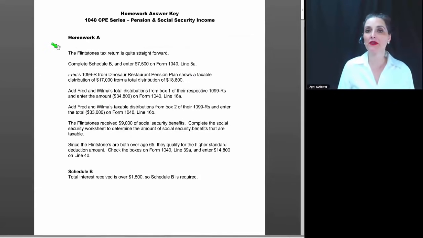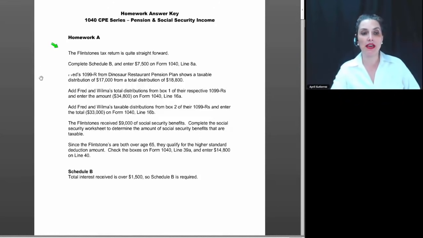So I now have in front of you the answer key for the homework assignment. You can find a copy of this answer key under the Materials tab of the LMS. So let's take a look at this particular tax return. In the world of tax returns, this is a pretty straightforward one. We're dealing with taking pretty straightforward numbers and entering them on the return.